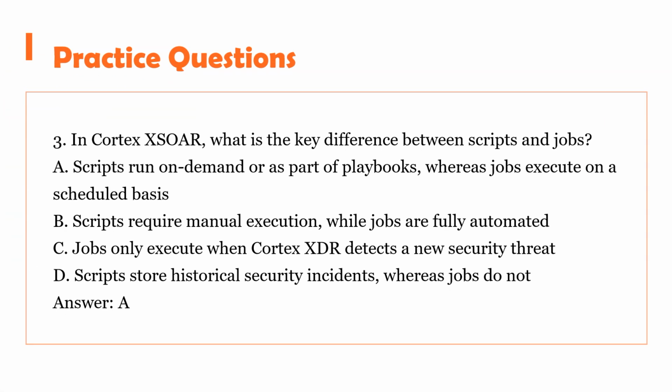3. In Cortex XSOAR, what is the key difference between scripts and jobs? A. Scripts run on demand or as part of playbooks, whereas jobs execute on a scheduled basis. B. Scripts require manual execution, while jobs are fully automated. C. Jobs only execute when Cortex XDR detects a new security threat. D. Scripts store historical security incidents, whereas jobs do not. Answer: A.